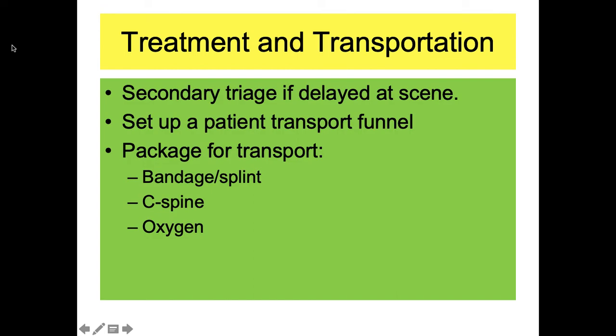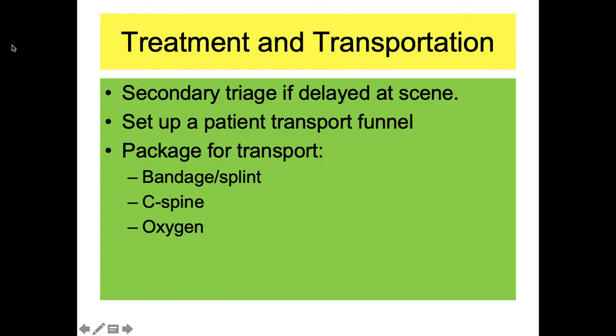Once the primary triage is complete, a second wave of people comes through, and they start to package these patients up. They put them on spine boards, and they transport them to a secondary triage location, if it's a large enough event where they're going to be on scene for a while.